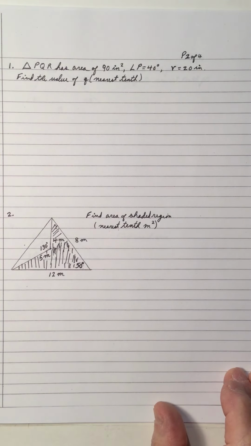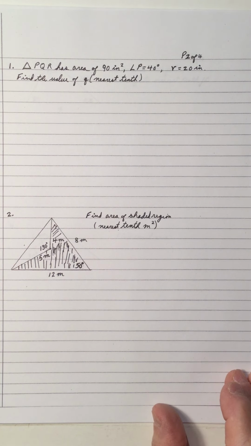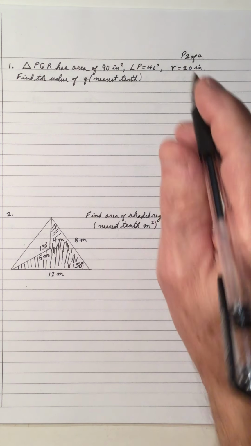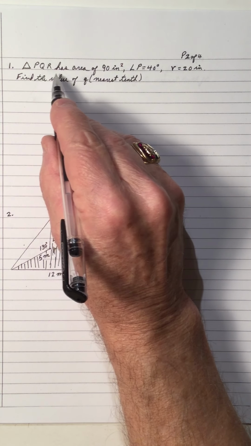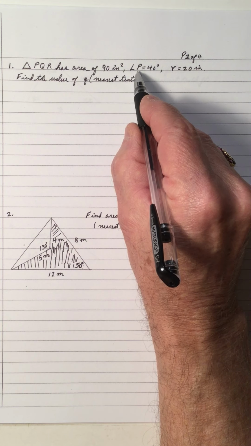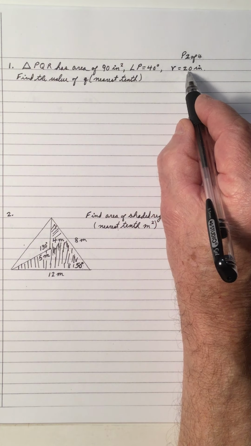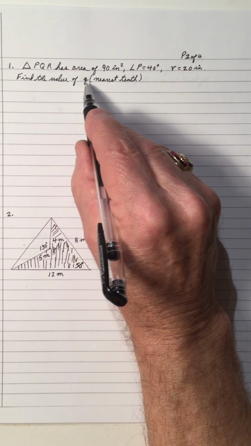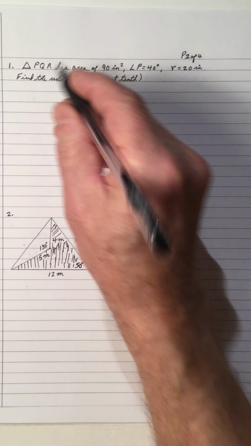So let's do some more problems related to the area of a triangle, which is half ab sine theta. Triangle PQR has an area of 90 inches squared, and angle P is 40 degrees, small r is 20 inches. Find the value of q to the nearest tenth.